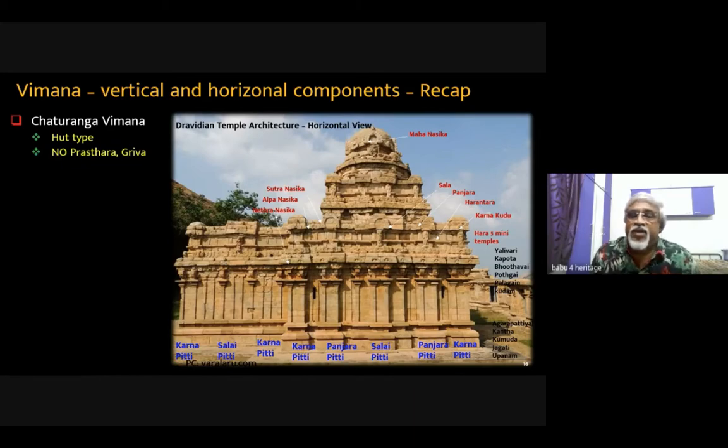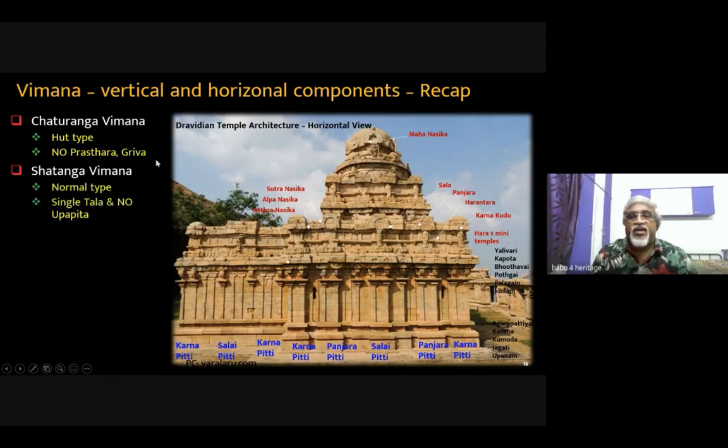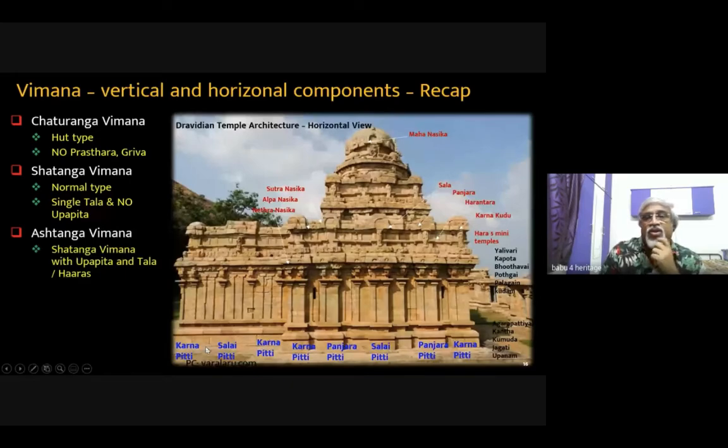Okay. To cap up, initially we saw Chaturanga temples with only 4 components like Draupadi Ratha and the huts. There is no Prasara, there is no Griva. And we had the normal variety of Shatanga temples, only single Dala and no Upapita. And we also saw multiple tier temples with the addition of Upapita and 1 or more Dalas.